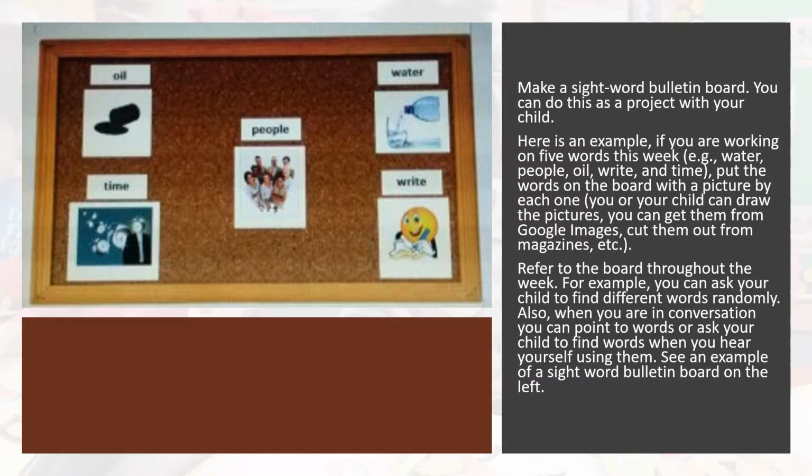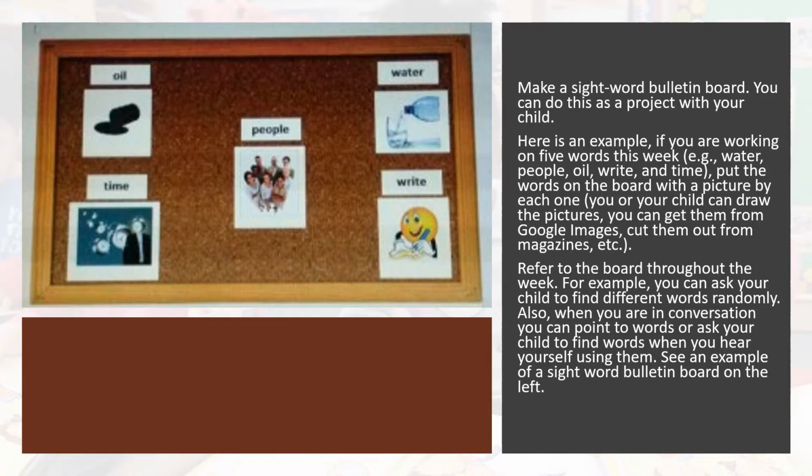Another way to connect the words to visuals is to make a sight word bulletin board. You can do this as a project with your child. Here is an example. If you are working on 5 words this week, like water, people, oil, right, and time, put the words on the board with a picture by each one. You or your child can draw the pictures, or you can get them from Google Images, cut them out from magazines, etc. Refer to the board throughout the week.